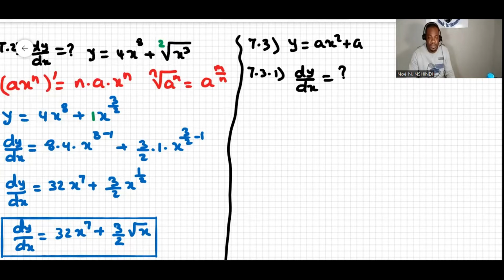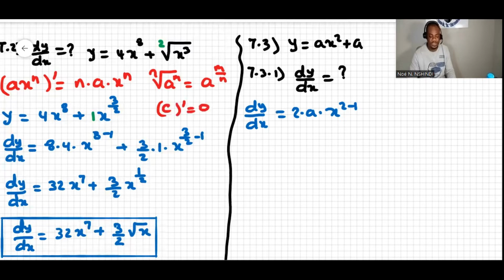If I need to work out dy/dx, it means I'm going to use this formula again, the formula that we see here. Here, a is still a, and then n is 2. So it's going to be 2 times a times x to the power of 2 minus 1. And then a here is a constant. The derivative of all constants is just 0, okay? The derivative of a constant c is equal to 0. It's given. So this is going to be plus 0. And then dy/dx will be equal to 2ax.